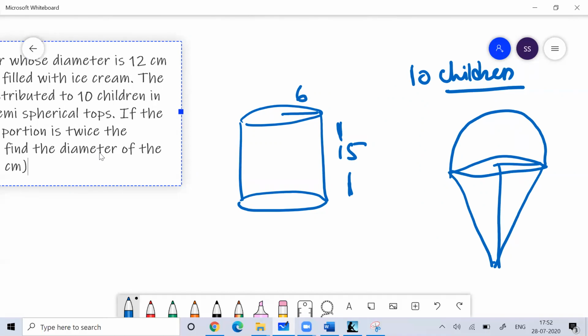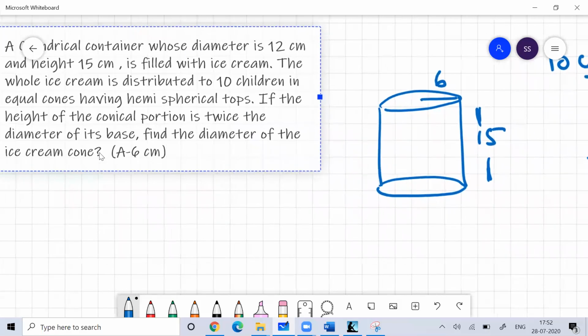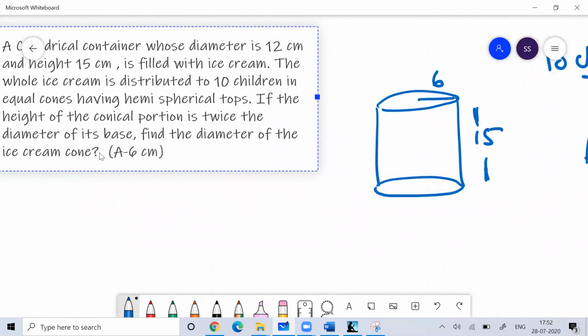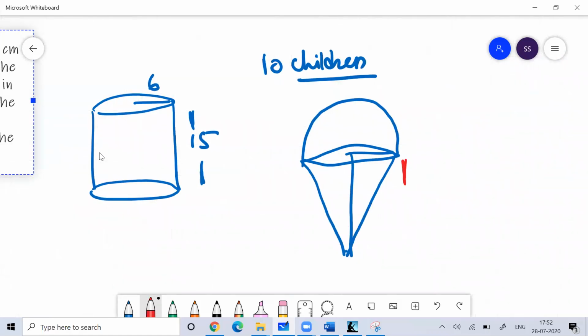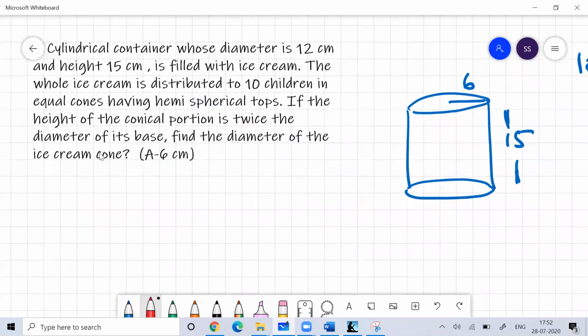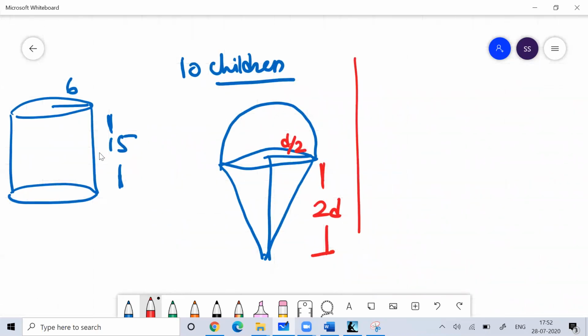Okay, so now when you see this ice cream, the height of the conical portion is twice the diameter of the base. If the diameter is d, so this is d by 2. What they're asking is to find the diameter of the ice cream. You understand? So this volume will be pi.